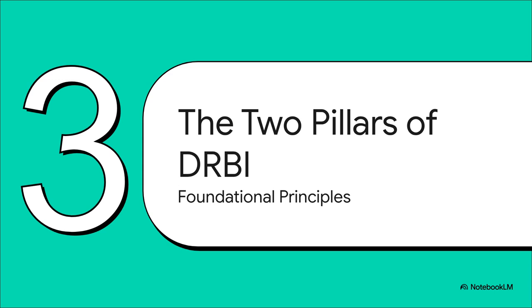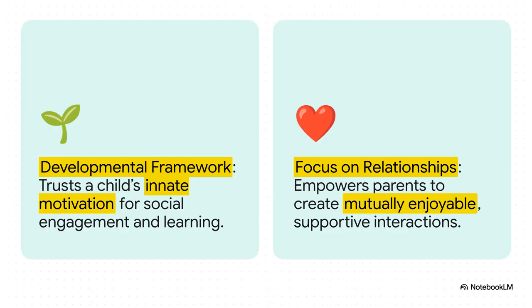Well, it all boils down to two huge, foundational ideas. We're calling them the two pillars. So here they are, the two pillars. Pillar number one, DRBI is grounded in a developmental framework. What that really means is that it starts with a deep belief in a child's own internal motivation to learn and connect. And pillar number two, it has this intense focus on relationships, specifically on making the parent-child bond the main engine for growth and development.